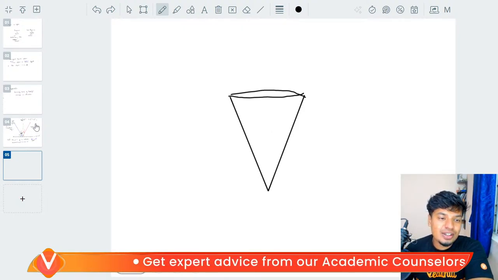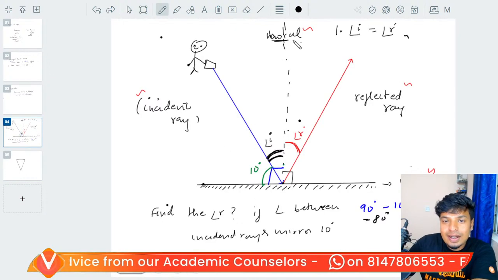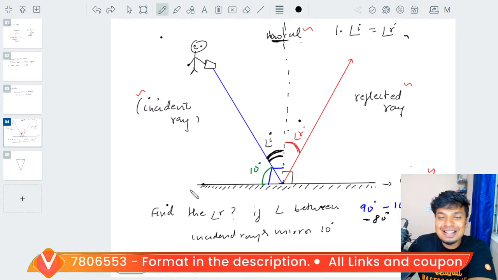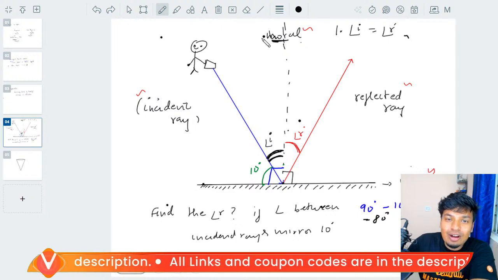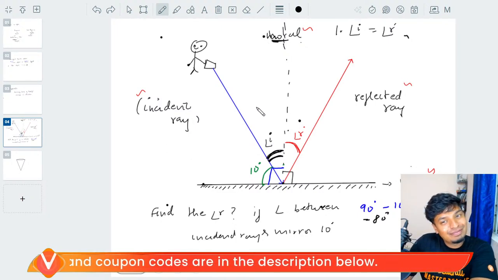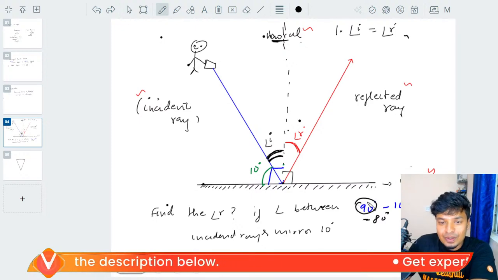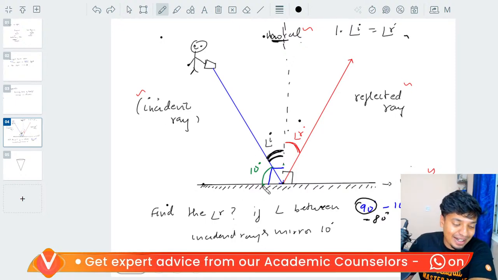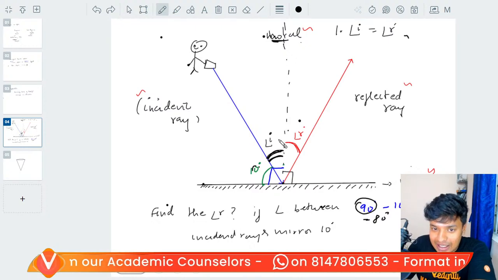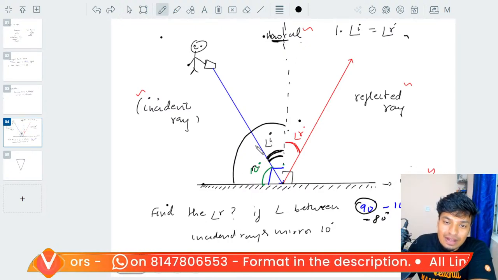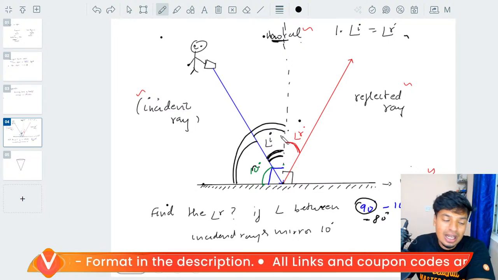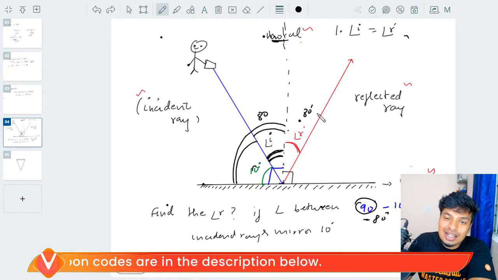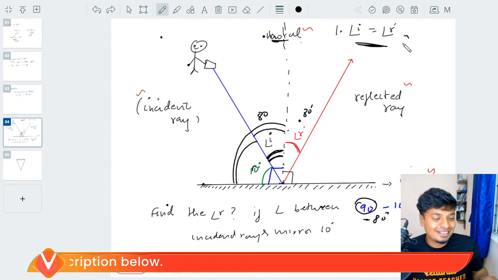Please explain how is it 80? 80 how? Beta, what is the angle between the normal and the mirror? It is perpendicular, therefore the angle is 90 degrees. Okay. Now they have already given us the angle between the incident ray and the mirror, that is 10 degrees. So if the total is 90 and they have given us 10 degrees, the remaining is how much? 90 minus 10, 80. If the angle of incidence is 80, the angle of reflection is also 80. Okay?